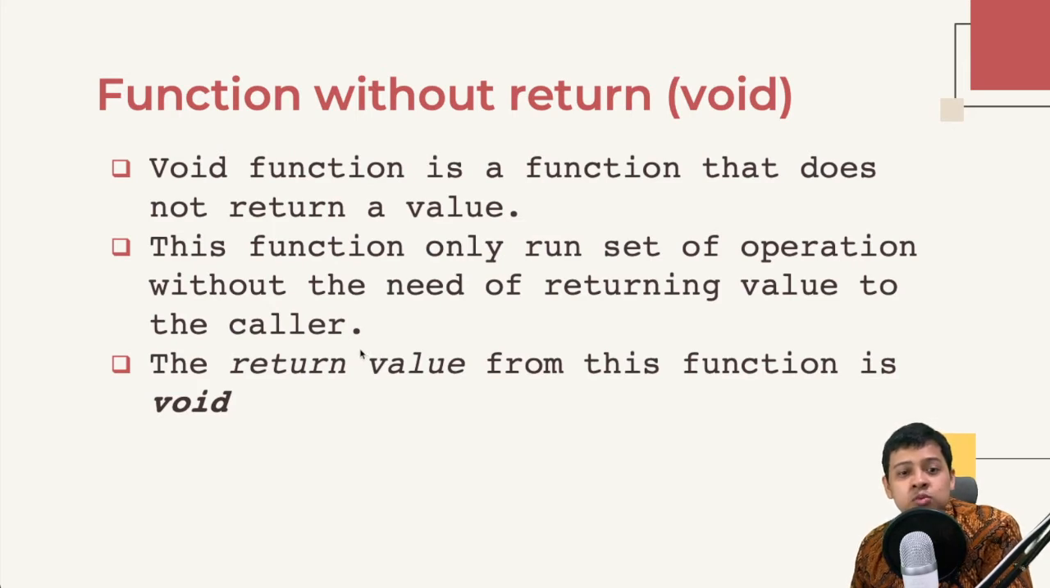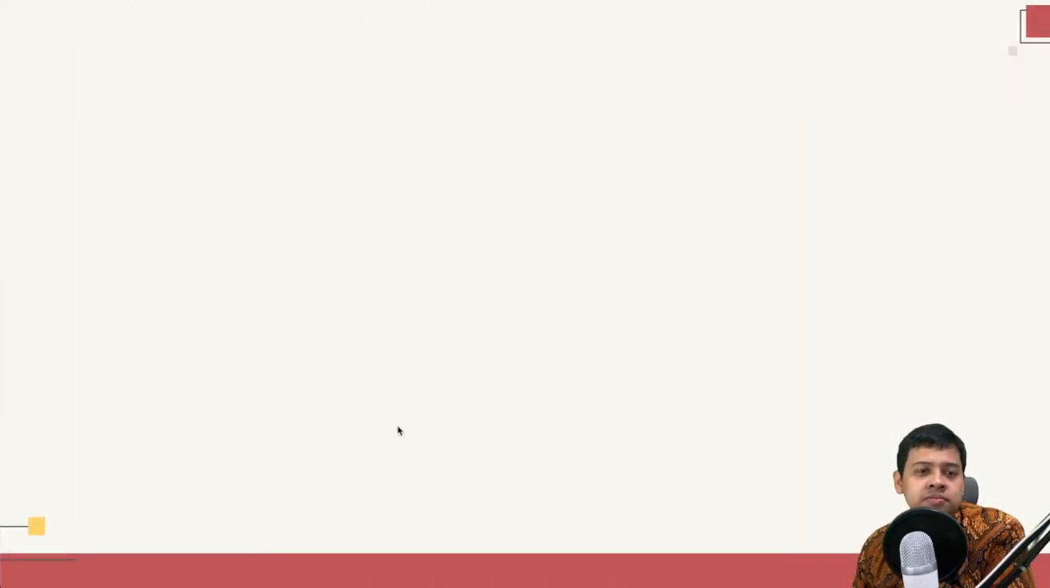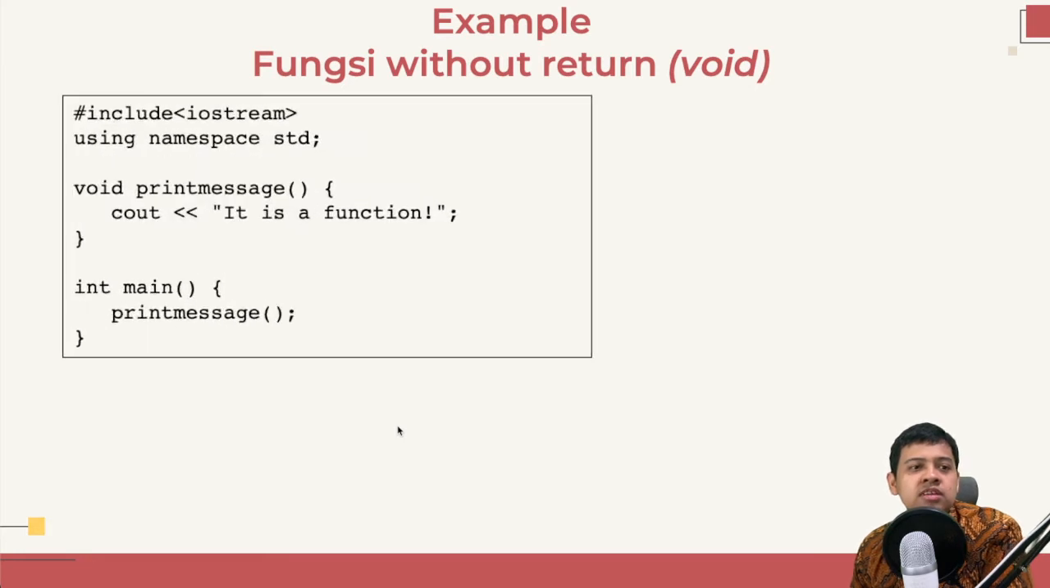Therefore, if we want to build this kind of function, rather than the return data type at the beginning of the syntax, we use void instead. So this is the example of this function without the return. So we see here that print message is the function, and the data type is void.